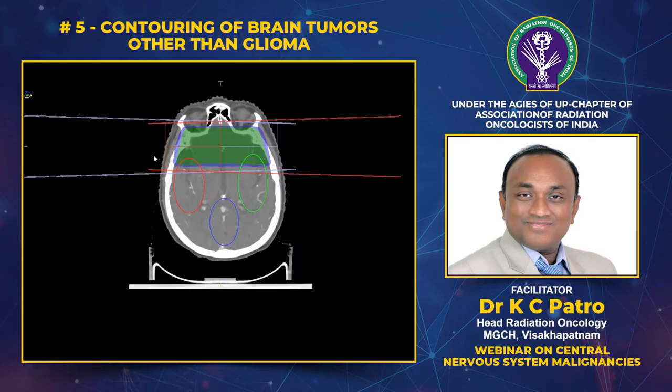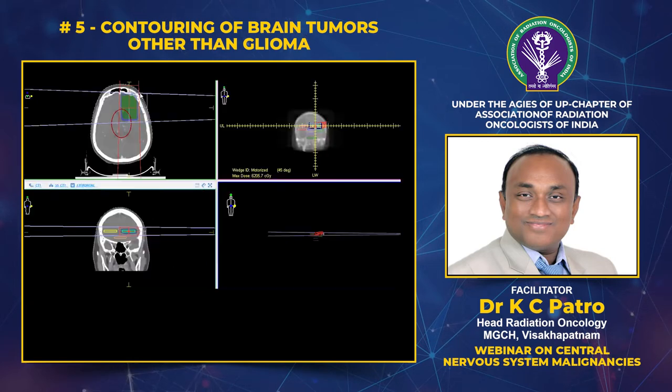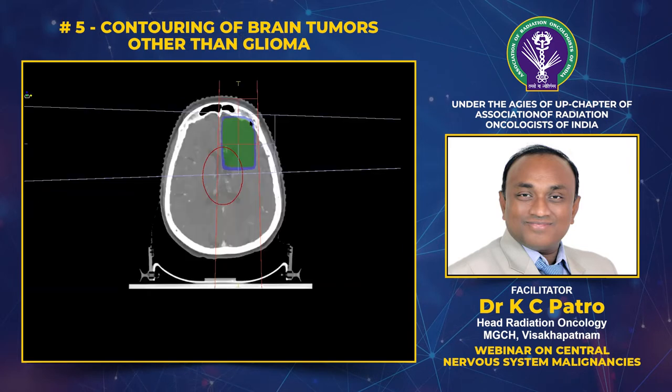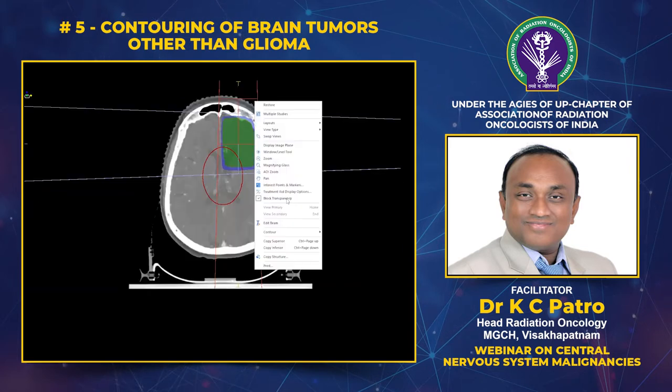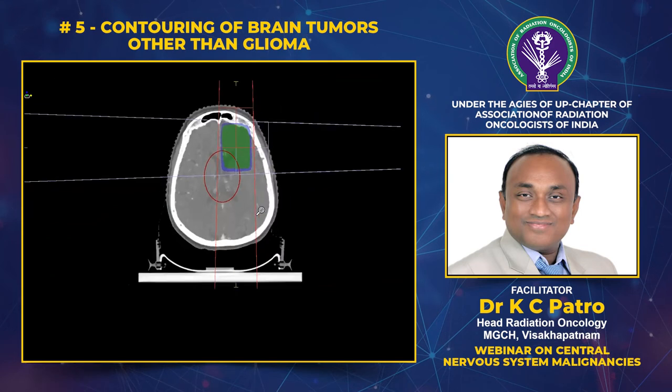Suppose your lesion is in the frontal lobe. So this is the frontal lobe. You have to go for two bilateral fields, and you have to block the eye. This is the frontal lobe tumor, but be very careful when you are sparing this ethmoid plate. If it is your left frontal lobe, you can see this is the left frontal, one anterior beam and posterior beam, one anterolateral beam.